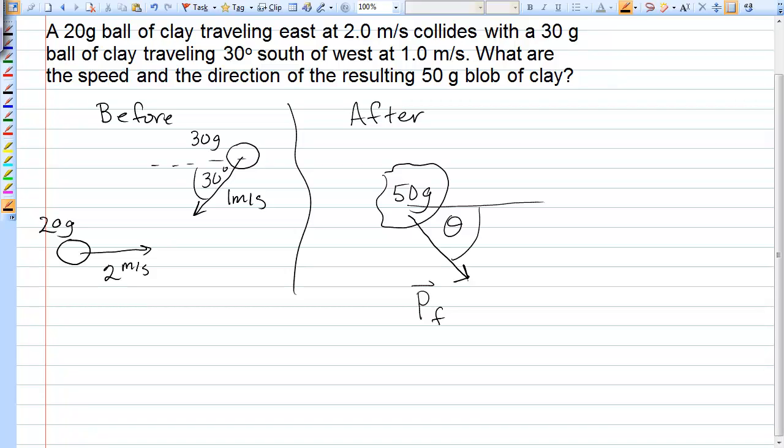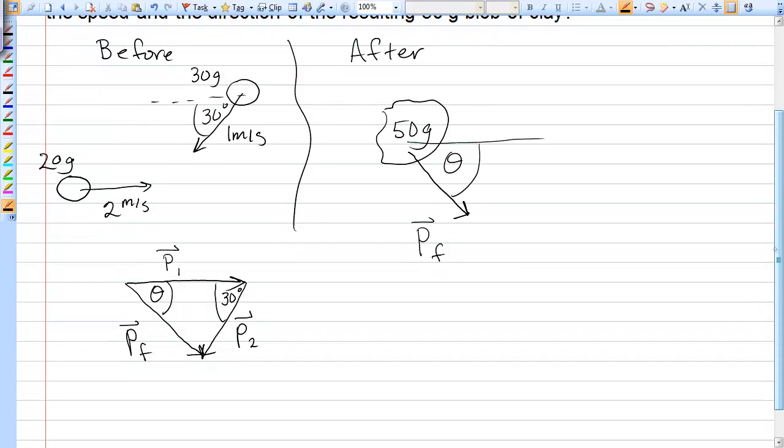So I'm going to draw a triangle, and we're going to use that triangle geometry to find the final momentum. So for the 20-gram ball, I'll have its initial momentum to the right, that's P1. The 30-gram ball's momentum is down and to the left, call that one P2. And the sum of those two momenta must equal the final momentum Pf, where the angle here is 30 degrees and the angle here is theta. So we can simply apply the cosine law and the sine law to find that final momentum Pf.